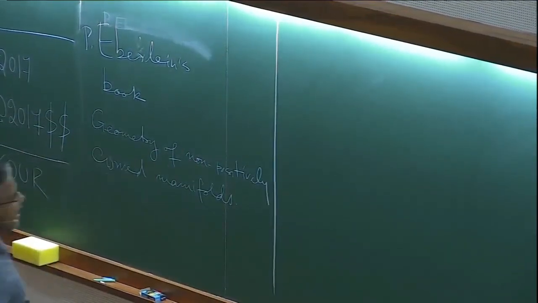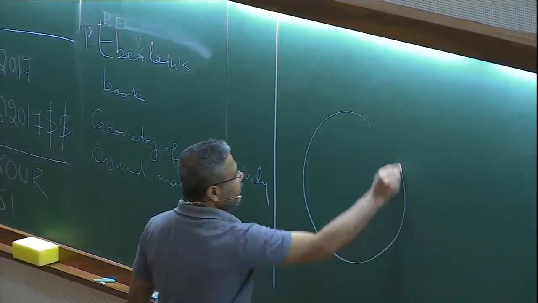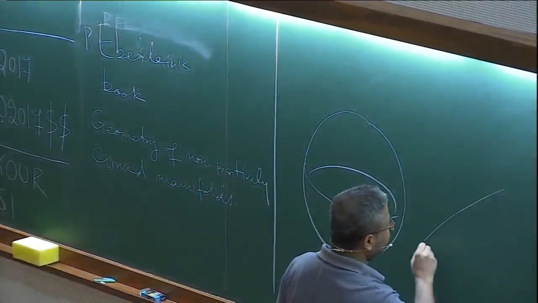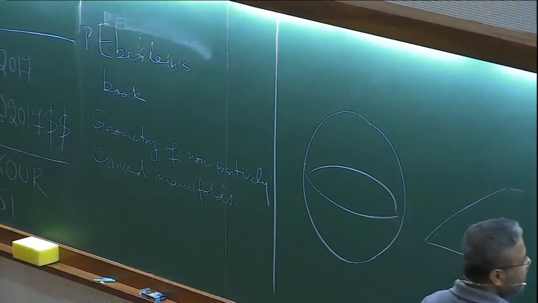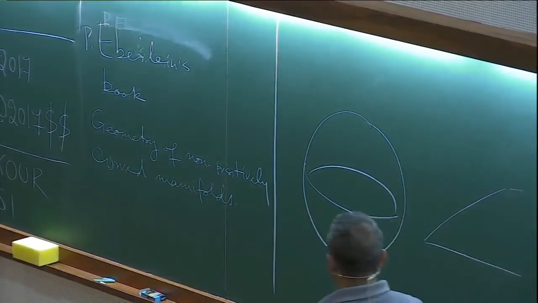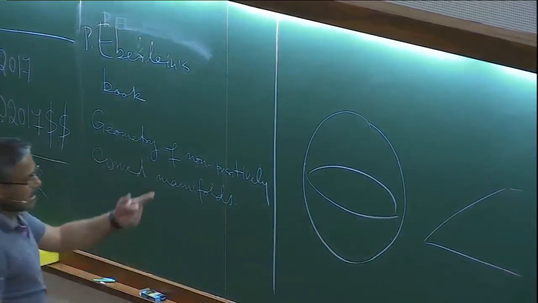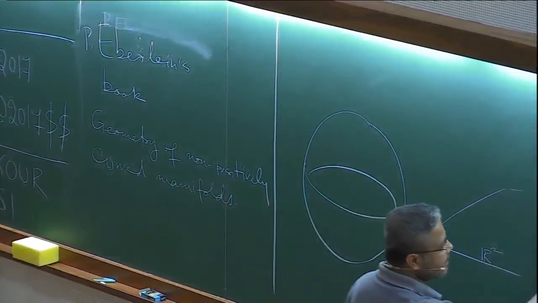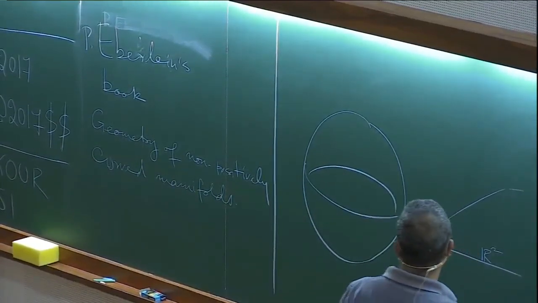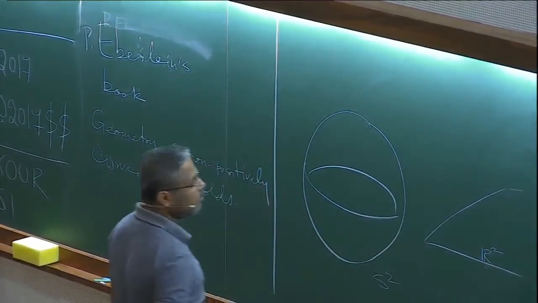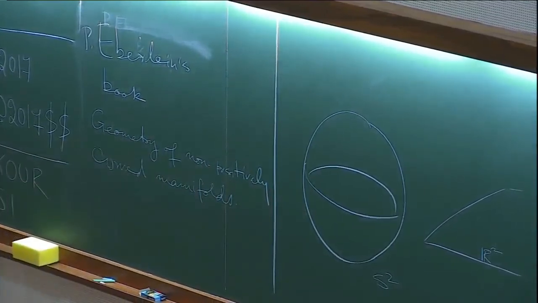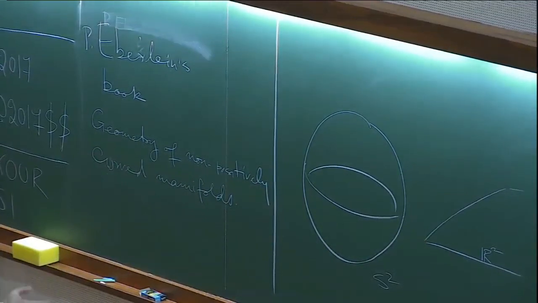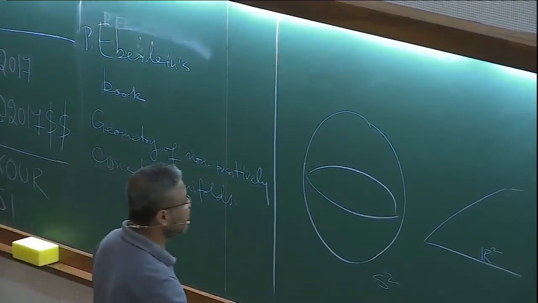So I'll draw some pictures. Here is the circle, here is the plane, and here is the upper half plane. This is R2, this is H, and this is the S2. These are examples of symmetric spaces with the Riemannian metric that you have seen before.